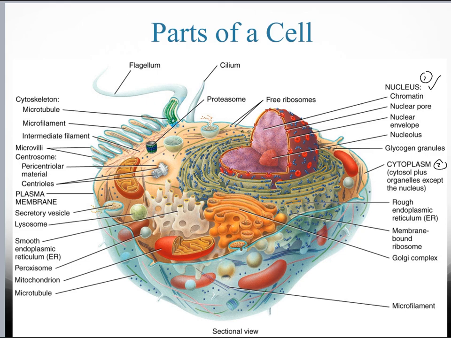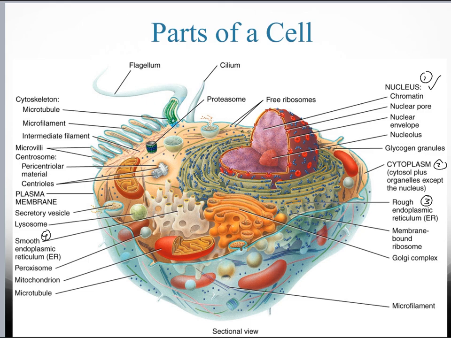Now as we move our way away from the nucleus, we're going to start outlining some of these organelles, which is Latin for little organs, and explain what they do. Our first is going to be our rough endoplasmic reticulum. Now if there's an RER or rough endoplasmic reticulum, there will be a smooth. So if we move over to the left, we see over here a smooth endoplasmic reticulum.